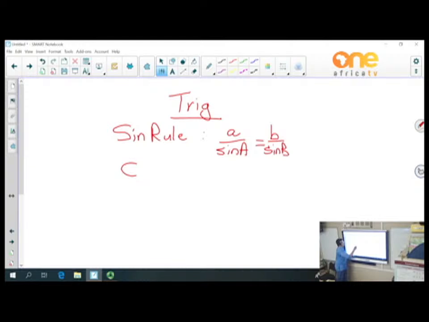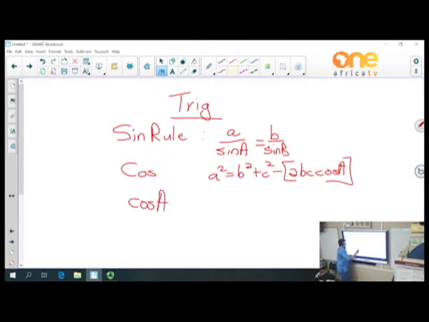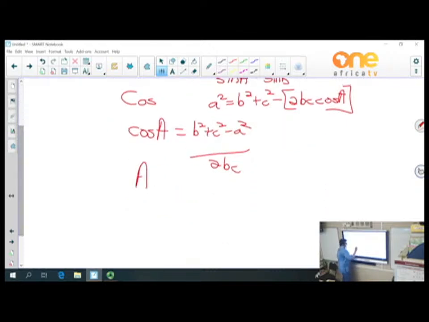The next one is the cosine rule. A squared is equal to B squared plus C squared. When do I use this one? For the third side. This is about the third side. Then the next one is if I want cosine A, then it will be B squared plus C squared minus A squared over 2BC. And the last one then that we had was the area rule, half BC sine A.